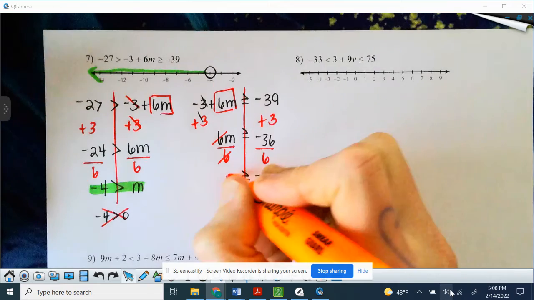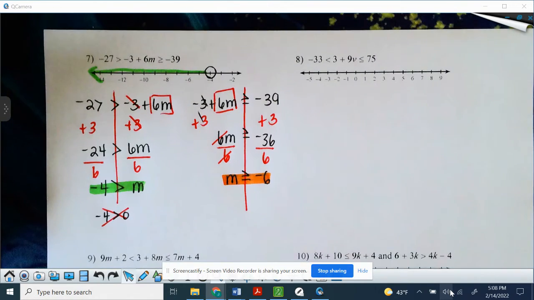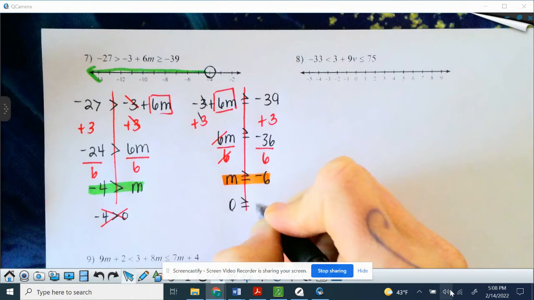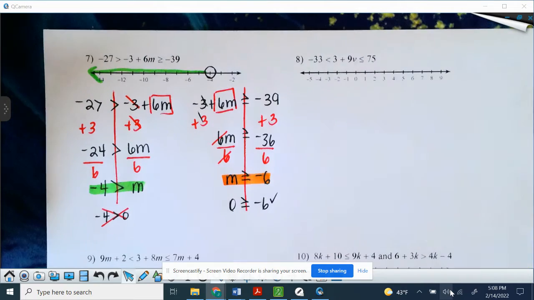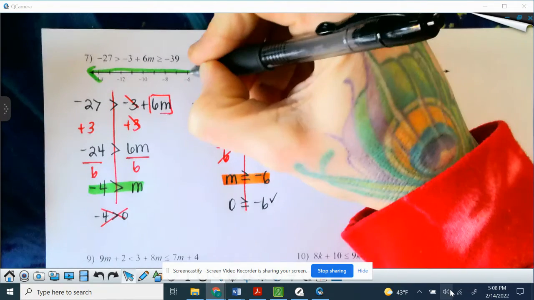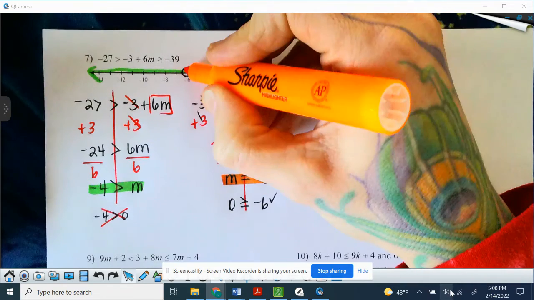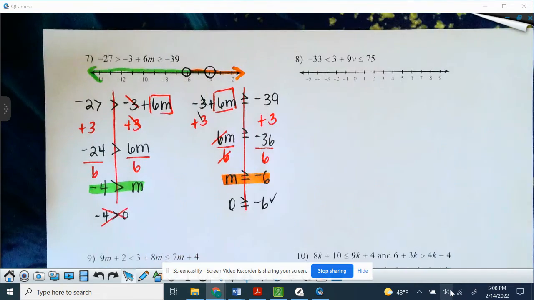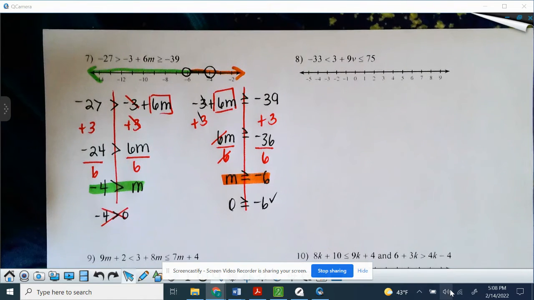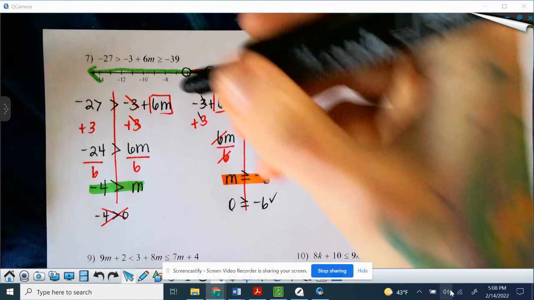We're going to graph this one. We're going to do our point check. So is 0 greater than or equal to negative 6? It is. So I'm going to do an open circle at negative 6, and I'm going to shade towards 0, which is this way. And then the overlap is just right in between negative 6 and negative 4.